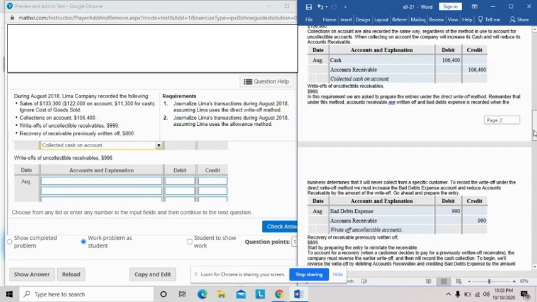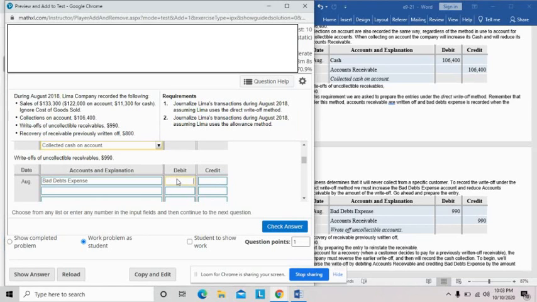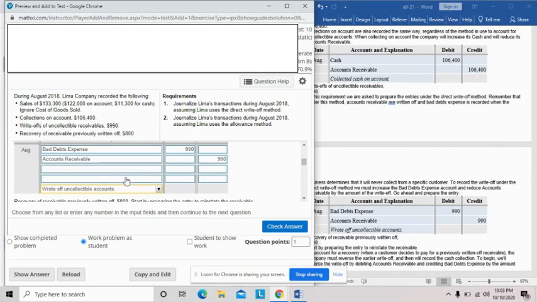To record the write-off under the direct write-off method, we must increase the bad debts expense account and reduce the accounts receivable by the amount of the write-off. Now in this entry, it would be a debit in bad debts expense of $990 and a credit in accounts receivable of $990. Then the explanation for this entry: we wrote off uncollectible account.